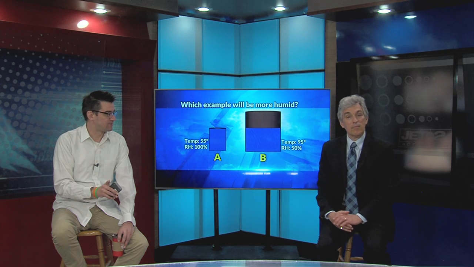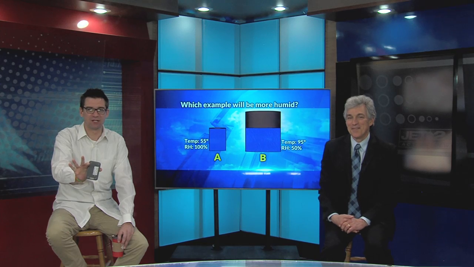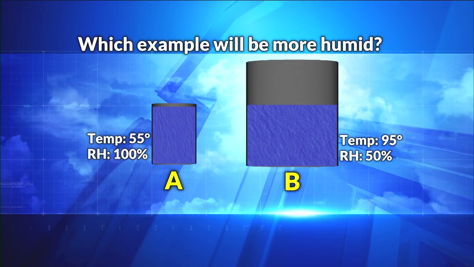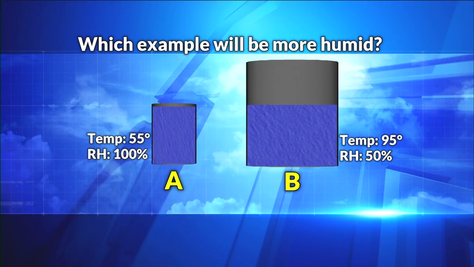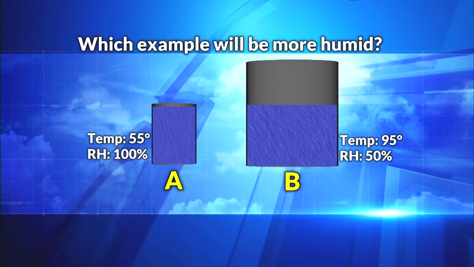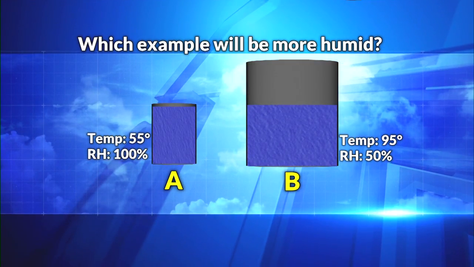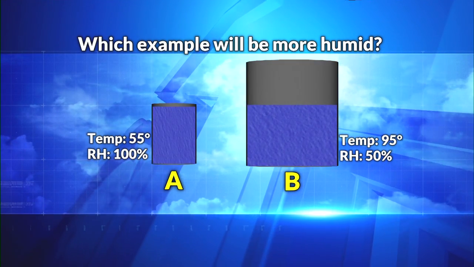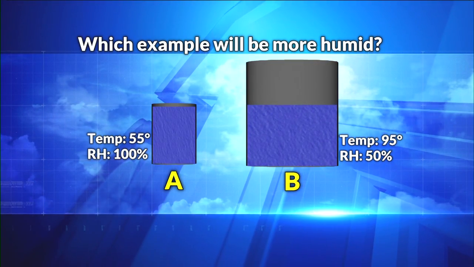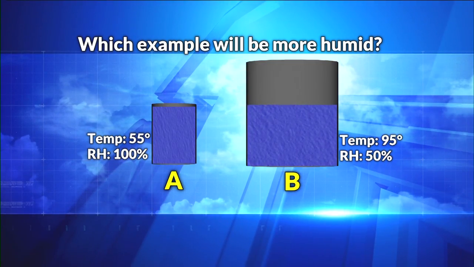How we're going to start this off today is with a question. Don't stress out about this, okay? We have a couple of examples here, and we just want you to pick an answer, A or B. What you're looking at here is two virtual cylinders that are filled with water. The temperature of cylinder A is 55 degrees with a relative humidity of 100%. Cylinder B, notice the size difference, it's much larger. The temperature of that is 95 degrees with a relative humidity of 50%. So which example do you think is more humid?